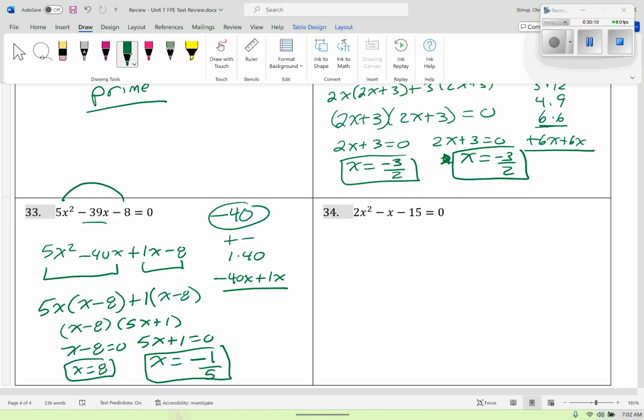Last one. And you know, just know your test is not going to be this long. So this is just a good amount of review. So let's multiply negative 15 times 2. So I'm going to get negative 30.